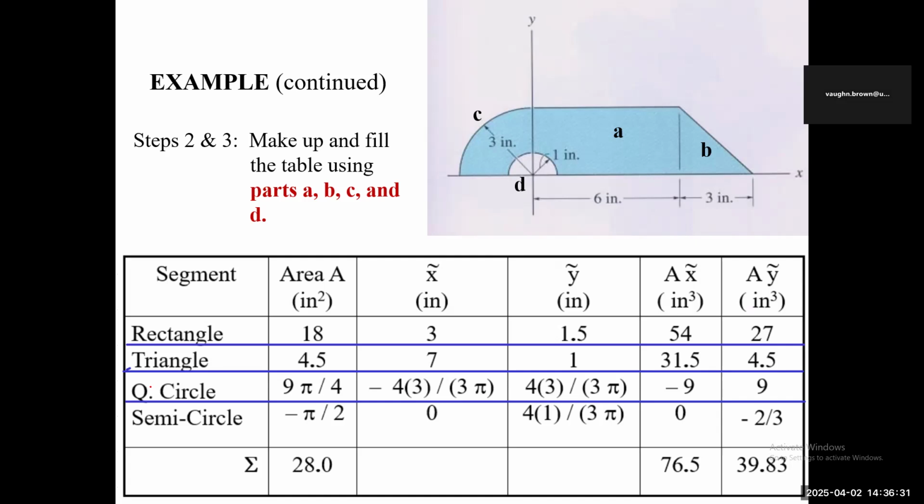It means quarter circle right here, right? And then you have the semicircle down here. So let's look keenly now.